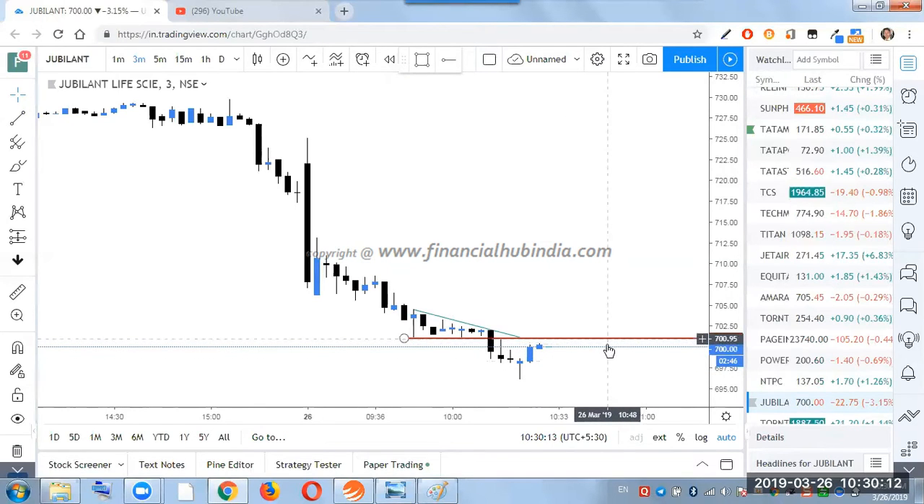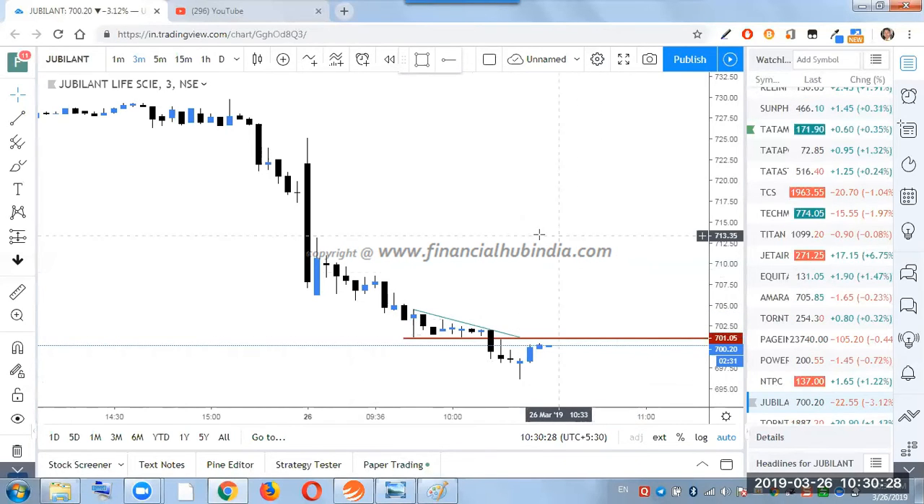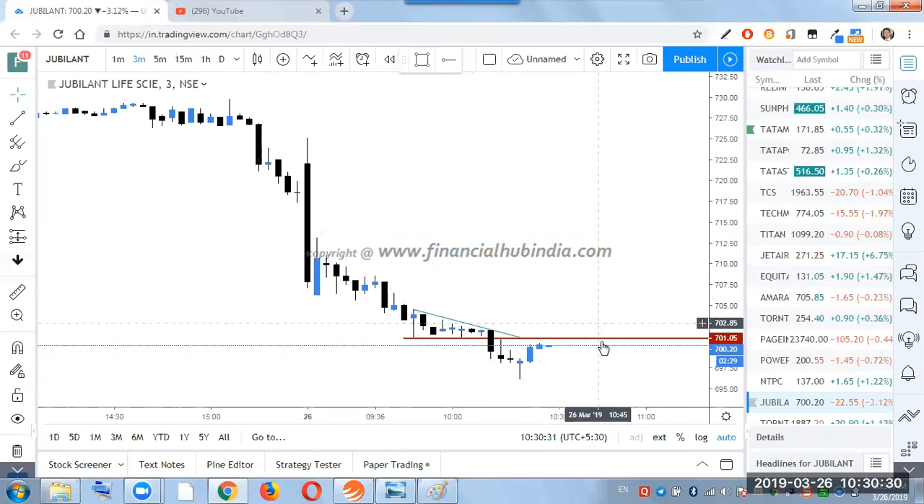At 750, or right now, right away, we can go ahead with a short entry over here with a stop loss coming around 703.50 or 704. 704 will be too much for me. I think 703.50 based on the break is okay. So we'll go for 703.50 as a stop loss over here.